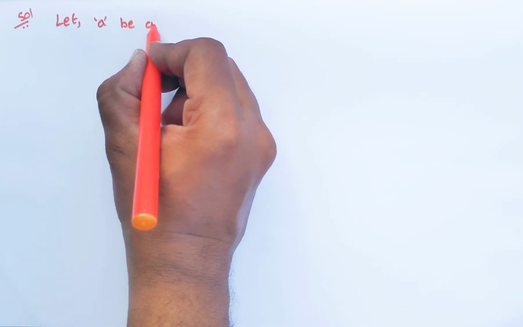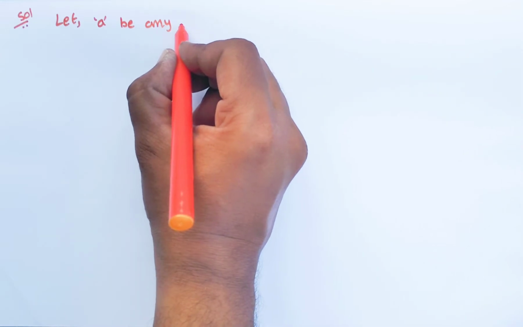Use Euclid's division lemma to show that the cube of any positive integer is of the form 9m, 9m plus 1 or 9m plus 8. What we prove here: any cube of a positive integer is in the form of 9m, 9m plus 1, or 9m plus 8. Listen carefully, don't skip the solution.